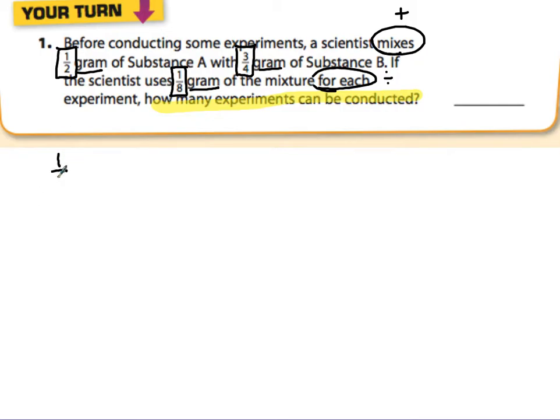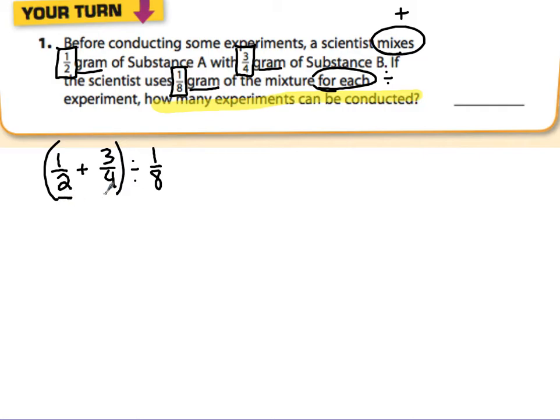So in this case, I would have 1/2 plus 3/4, and I would divide that by 1/8. However, since I want to add these together first, I need to put that inside of parentheses. All right, and then I want you to go ahead and try to solve the problem on your own and then come back and check your work.